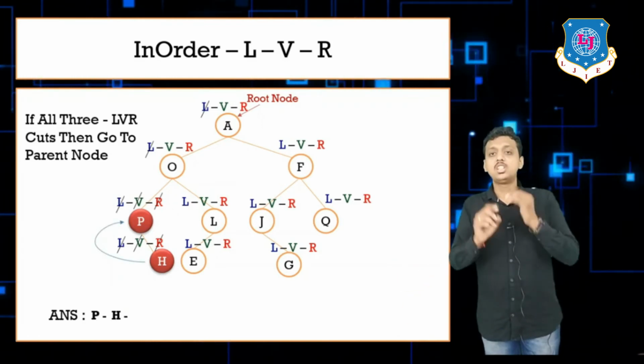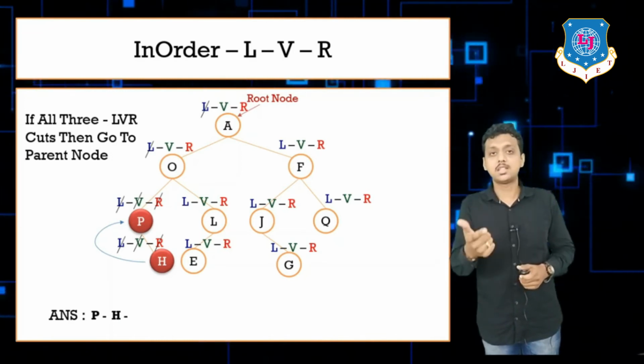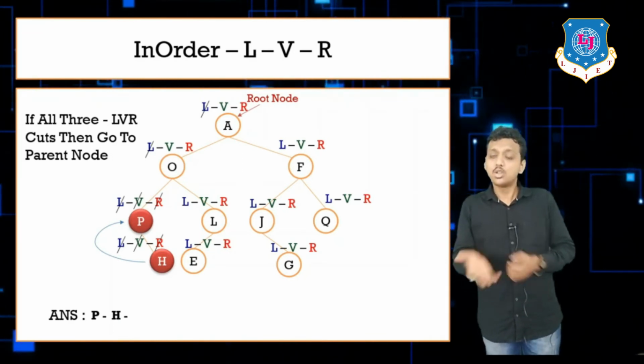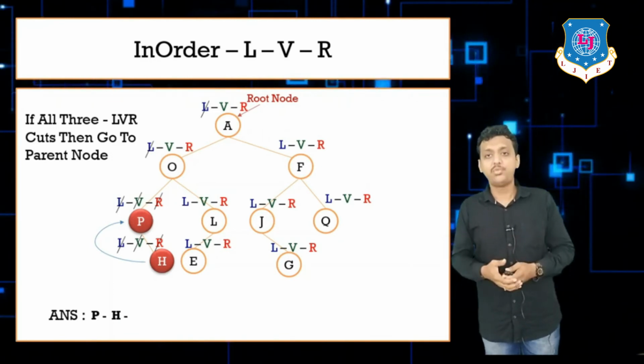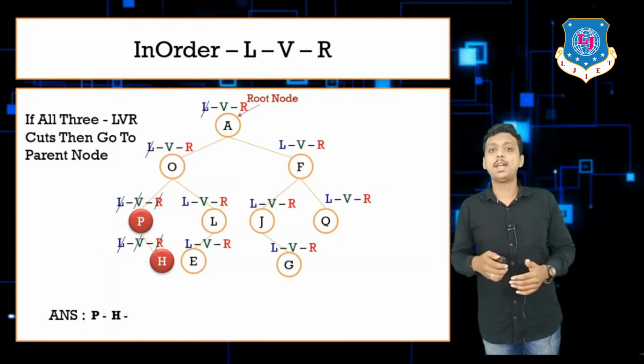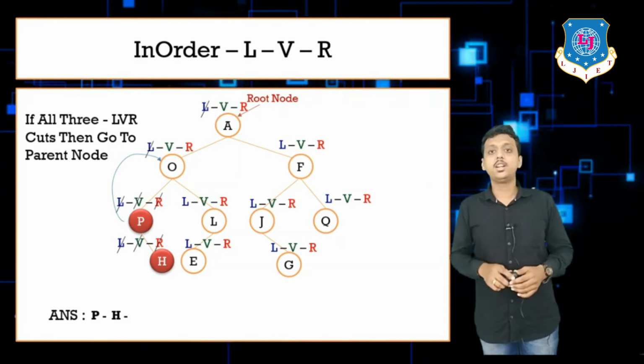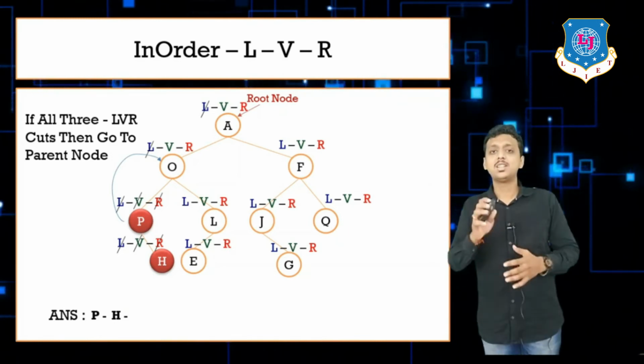Fine. Now check the remaining operations. You done L? Yes. You done V? Yes. You done R? Yes. So all three operations are done on P. So what we need to do, move further? We just need to move to the parent node again. So the P's parent node is O. So here it is O.